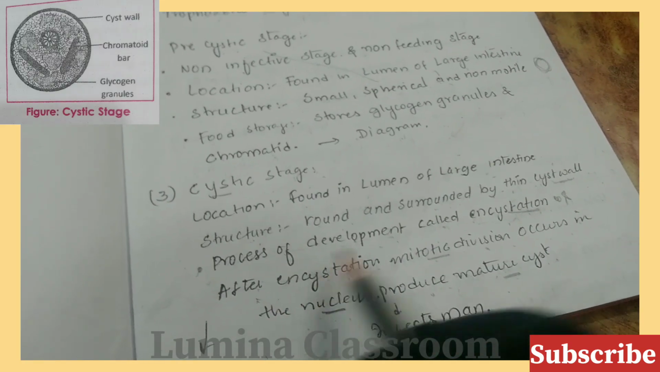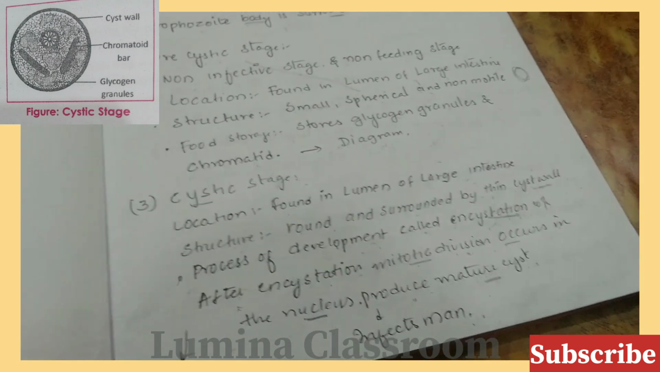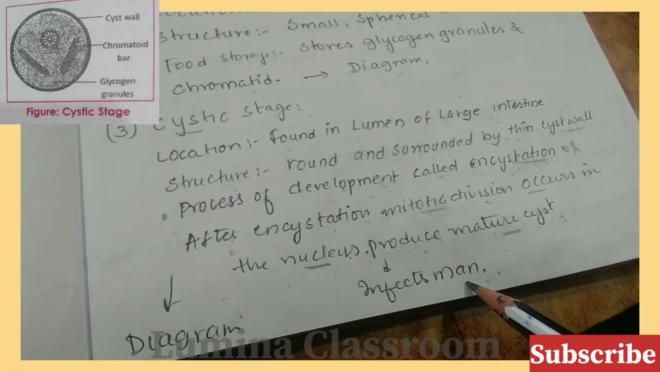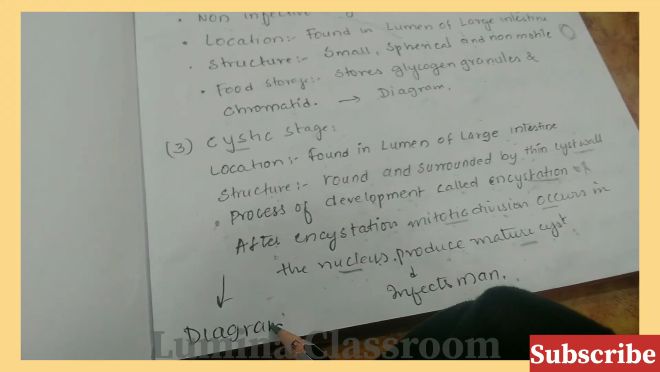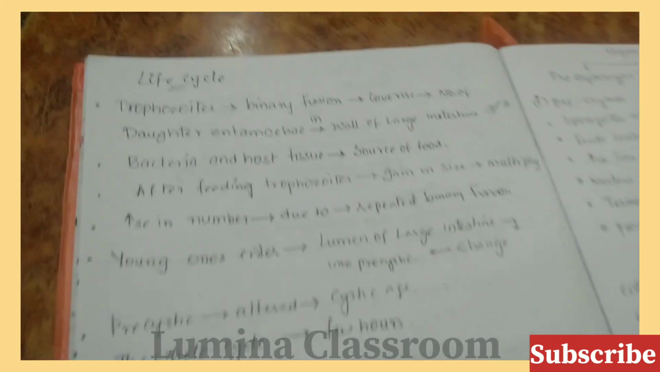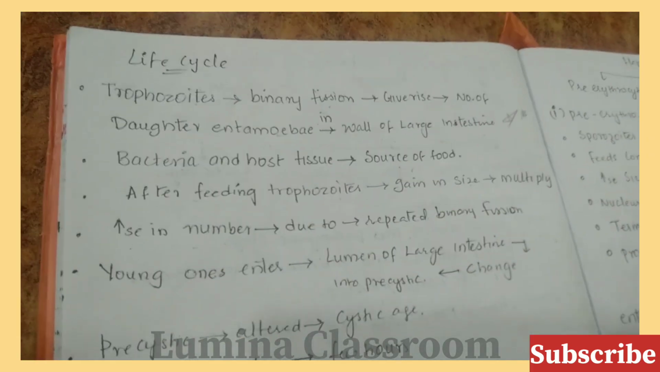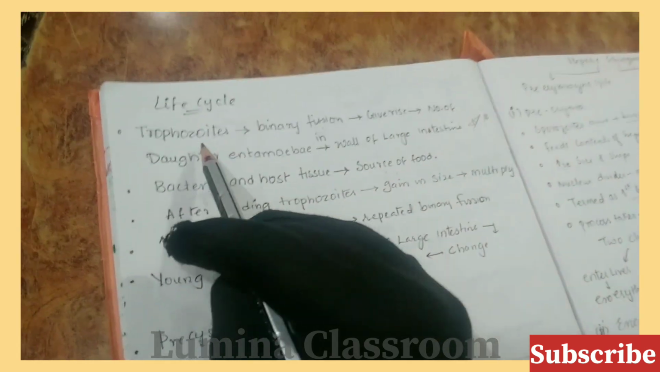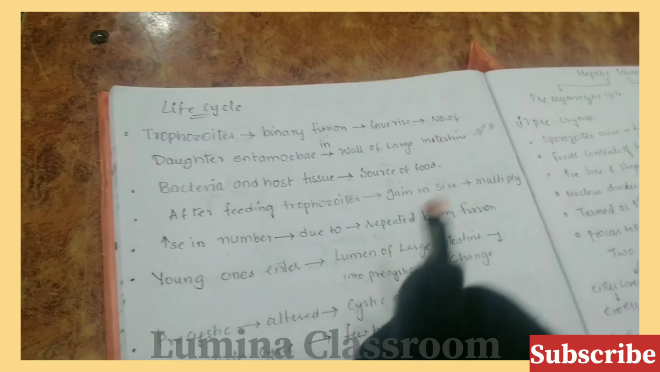After this process, mitotic division occurs in the nucleus. Then it produces a mature cyst, which infects man. Draw the diagram which I have given on the screen because you will score very good marks. Diagrams should be very neat and clean, tidy, and labeled only on the right side. We have to write the stages first, then the life cycle. After the cystic and pre-cystic stages, we have to draw diagrams with perfect labeling on the right side.